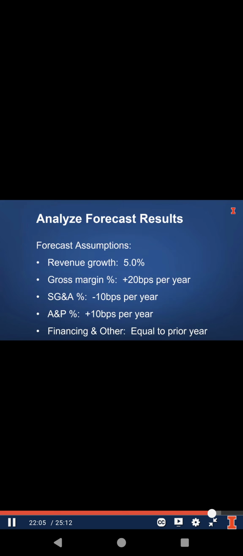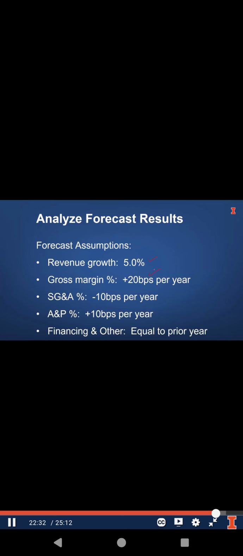And so after we're done, I think it's important to take a step back and review all of our forecast assumptions and assess whether or not we feel good that our forecast is based upon solid assumptions. And so if we review our revenue growth of 5%, we look at trends, we look at the company strategy, industry outlook, peer performance, right? So if we feel good about that, we move on.